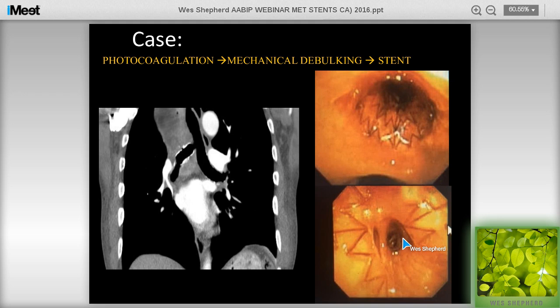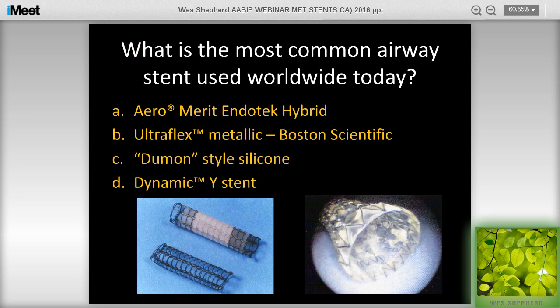In other words, it was a non-conical shaped airway, and Aero stents tend to sit better and open better in airways that are a little more uniform in diameter, without large discrepancies in the diameter from one end of the area that's being stented to the other one.